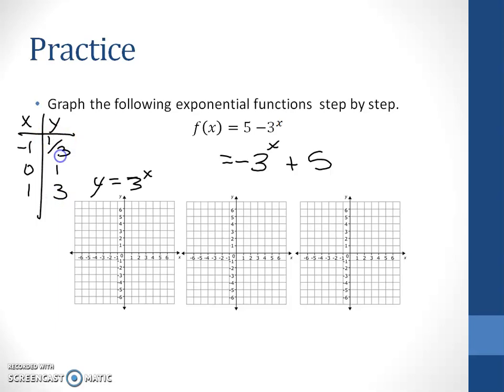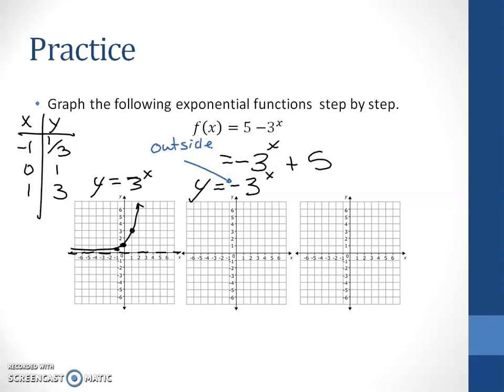Negative 1 goes with the reciprocal of the base, which is 1/3. Okay. Don't forget my horizontal asymptote. 0, 1, 1, 3, negative 1, 1/3. There we go. Now, this negative is not up in the exponent. It's not up in the exponent. So that is going to be on the outside.